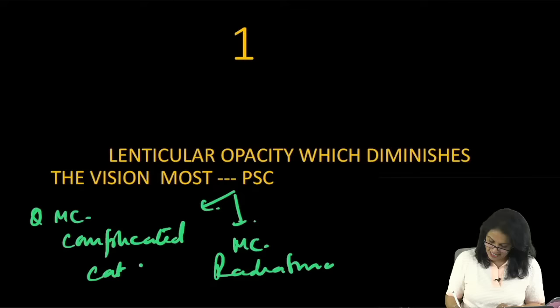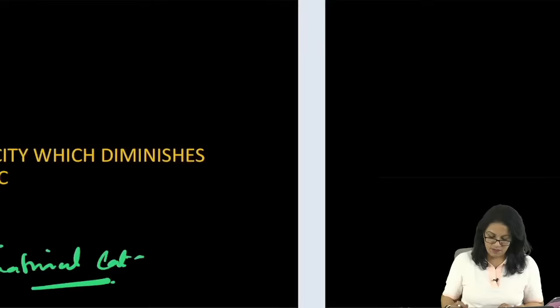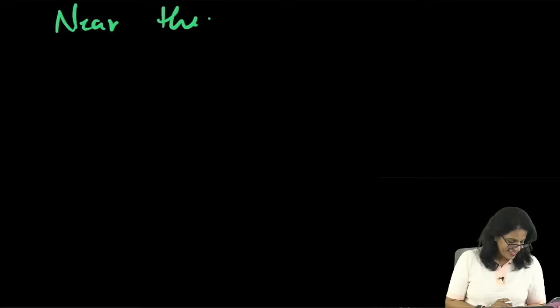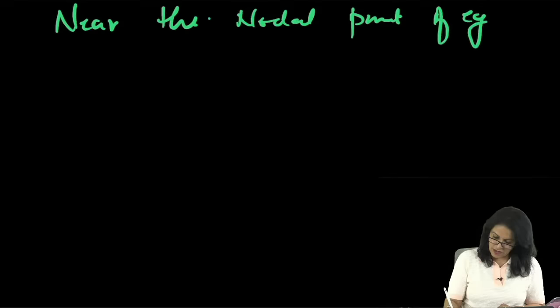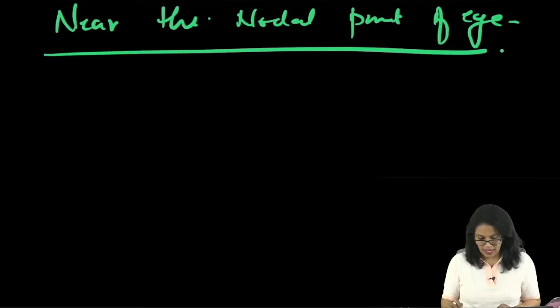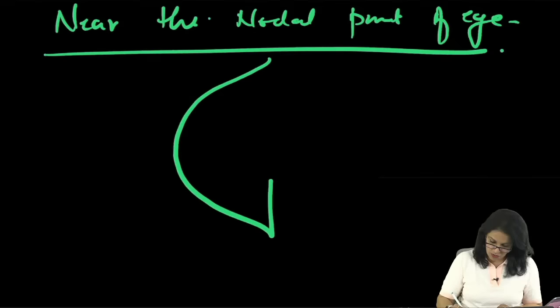We are already learning it causes maximum diminution of vision. Can you all let me know why it causes maximum diminution of vision? Because it is near the nodal point of the eye, okay? Nodal point of eye. That is why it causes maximum diminution of vision. You have to remember this, a lot of questions here. Right? You all remember what is the nodal point, right? Very quickly, let me explain it to you.